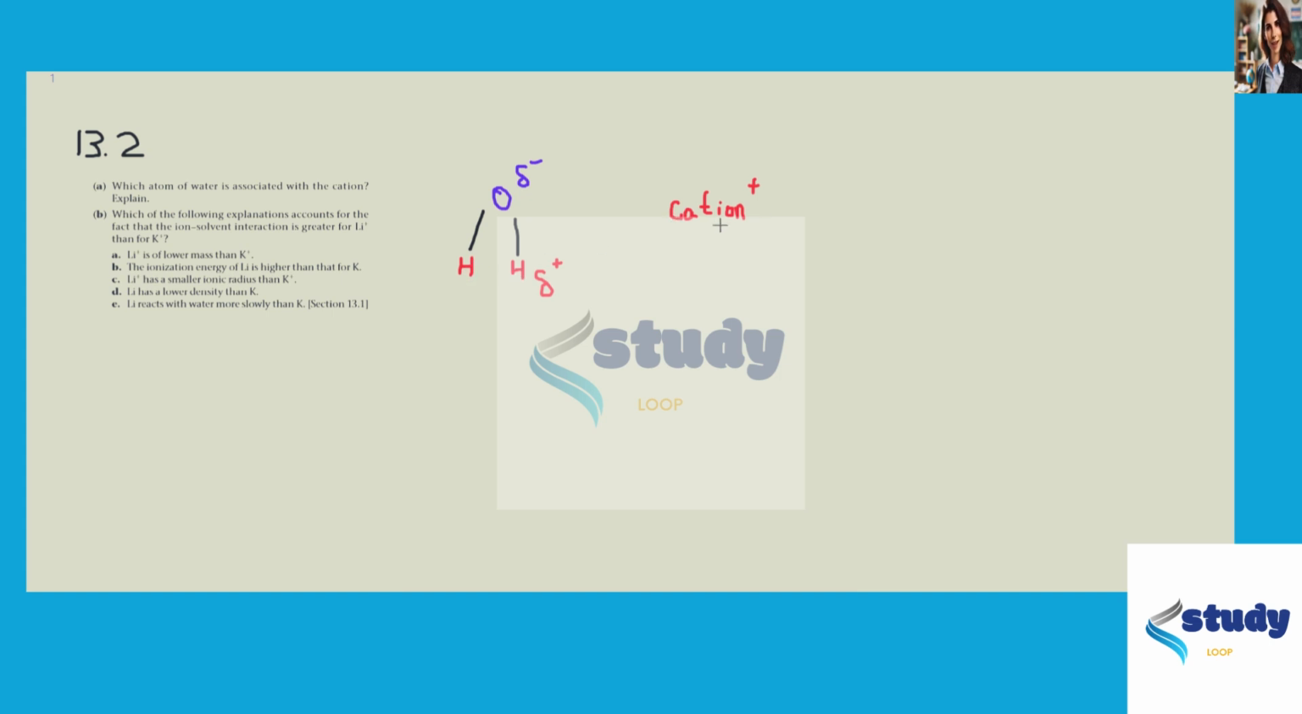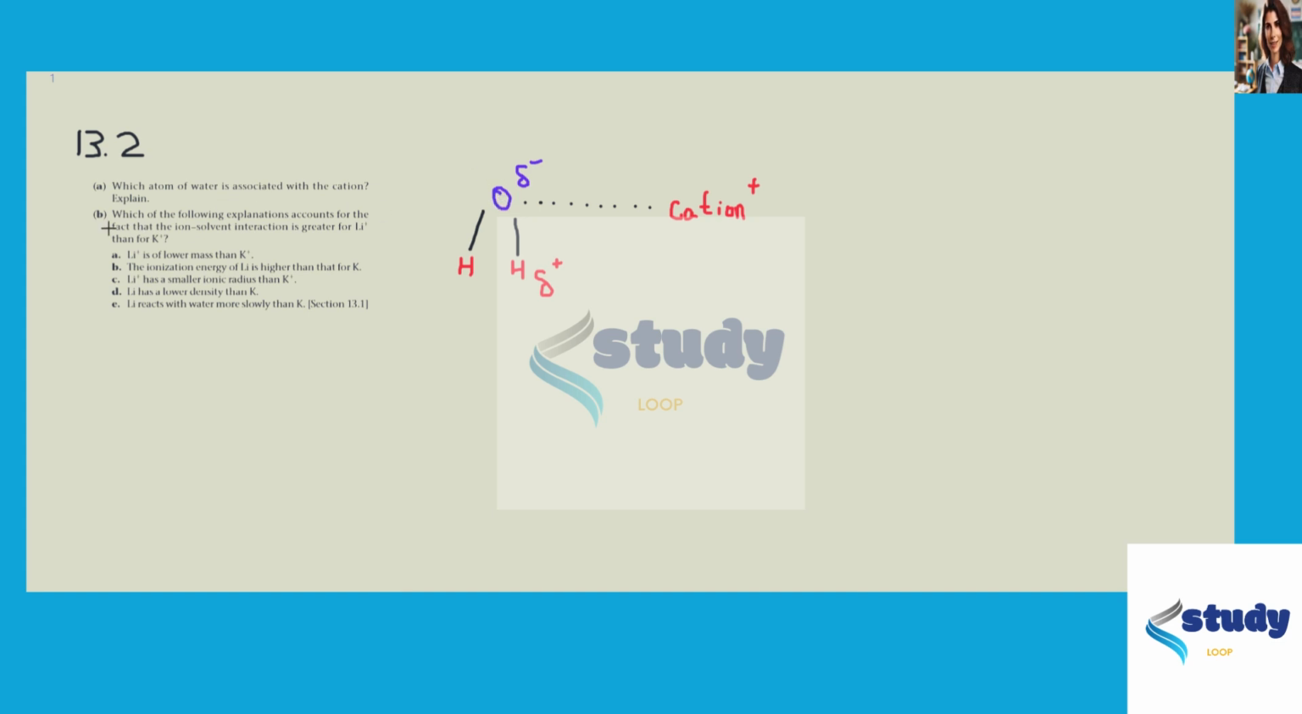Cations are always positive. They're one of our metals, and ion means that it's by itself. So the cation will always be attracted to the negative pole of water, and there will be an electrostatic attraction between the two. So the answer for us is that it's oxygen.